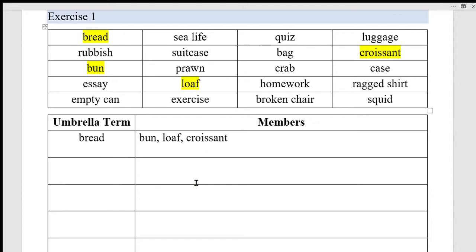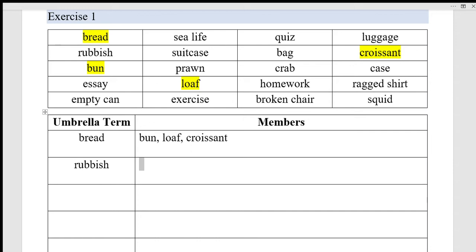Okay, now I believe you paused your video just now. And then now let's discuss the answers together. Okay, now what is the second umbrella term here? The second umbrella term here is rubbish, sampah. Sampah tak boleh dikira because it is an umbrella term. Therefore, we cannot say a rubbish because rubbish is uncountable. And then what about the examples of rubbish?